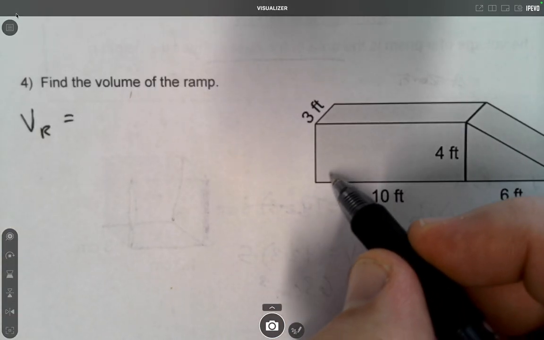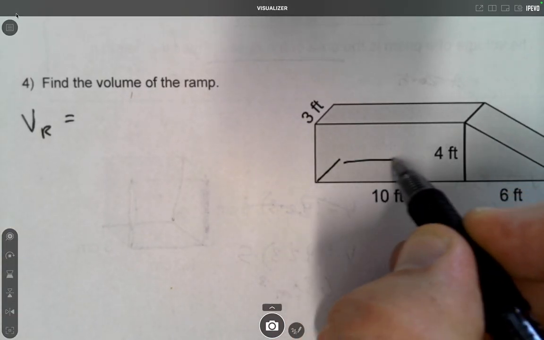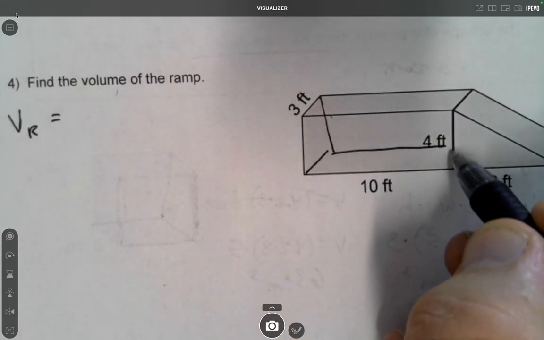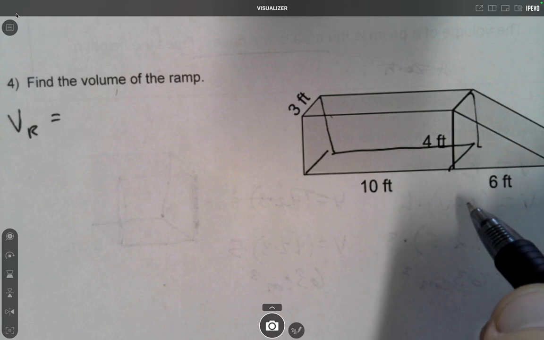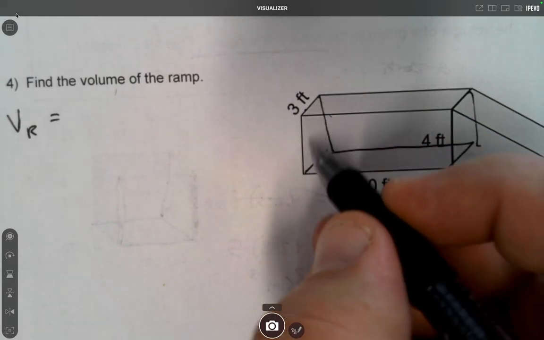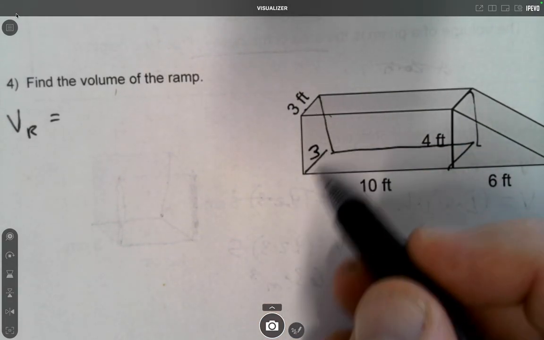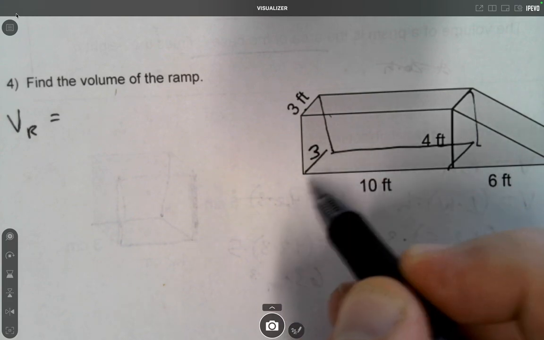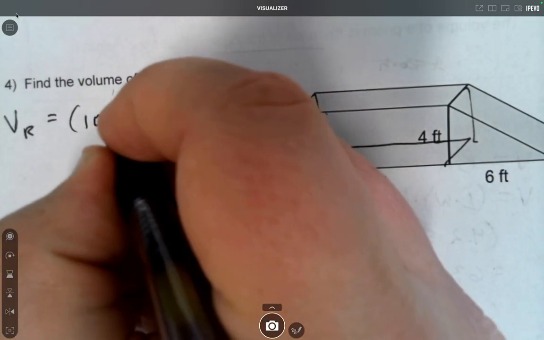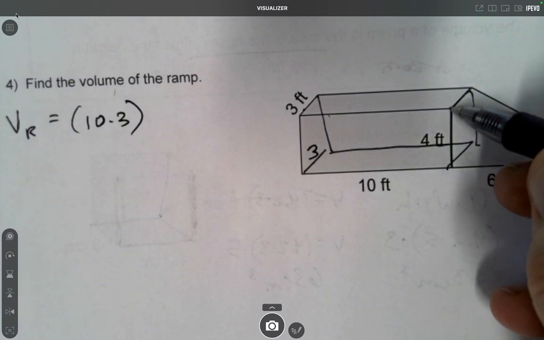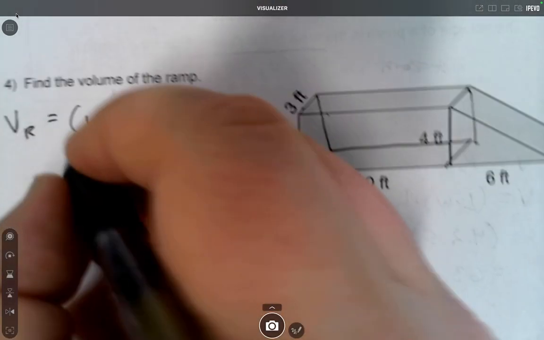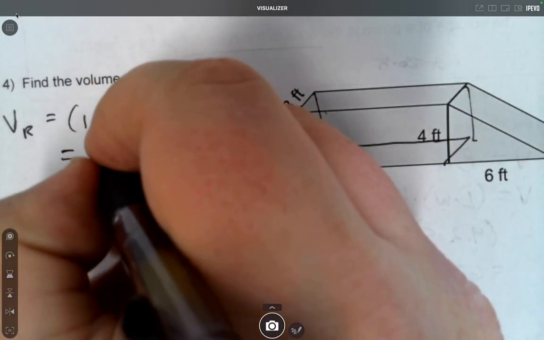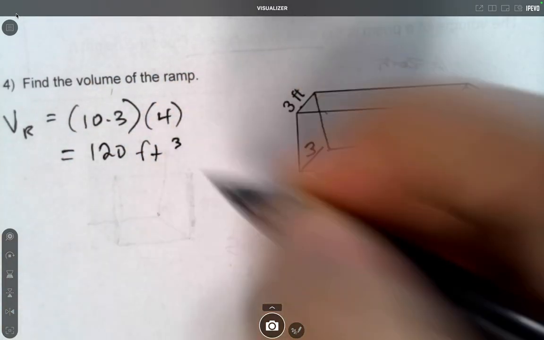The area of the base, well, if we treat the bottom as this, okay, so this is 3 feet, so this is also 3 feet. So the area of the base would be 10 times 3. Then the height is this right here, the 4 feet. So we get that that is 120 cubic feet.